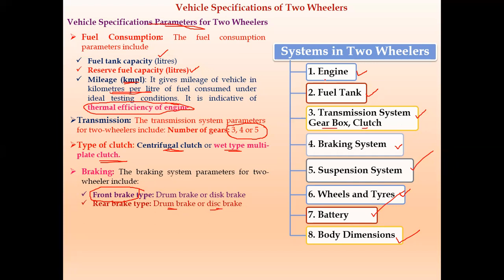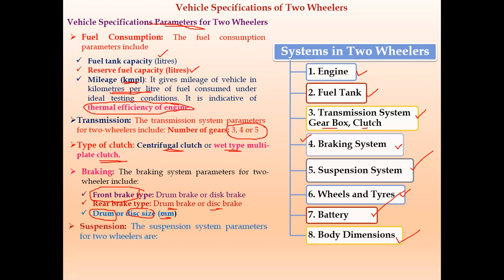So first specification is engine specification. Then we have fuel specification, that is fuel consumption. It has fuel tank capacity, reserve capacity, then mileage. In transmission, we have gearbox and clutch. In braking system, we have type of front brake system and type of rear brake system. It is either drum brake or disc brake. Next, sometimes the drum size or the disc size is specified, and it is specified in mm. So this is the braking specification.